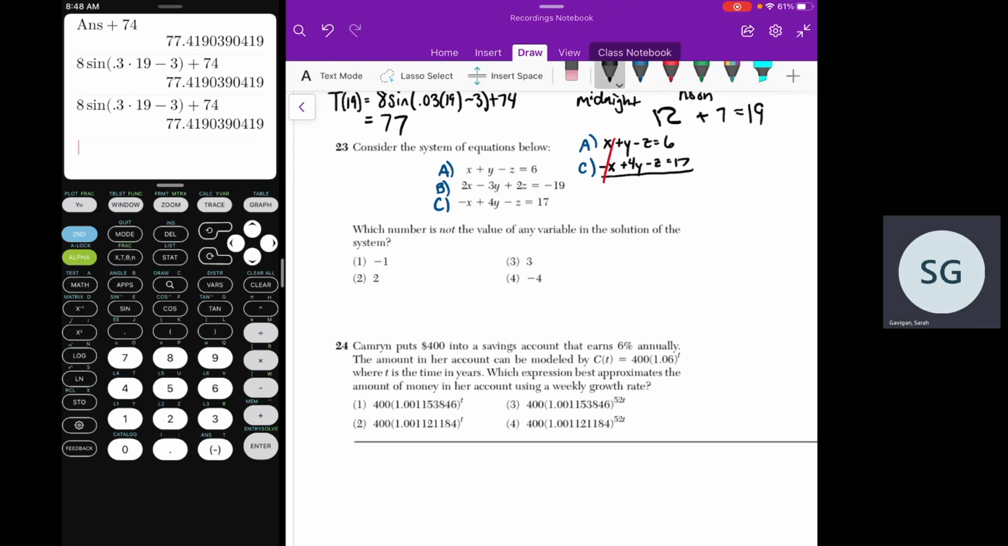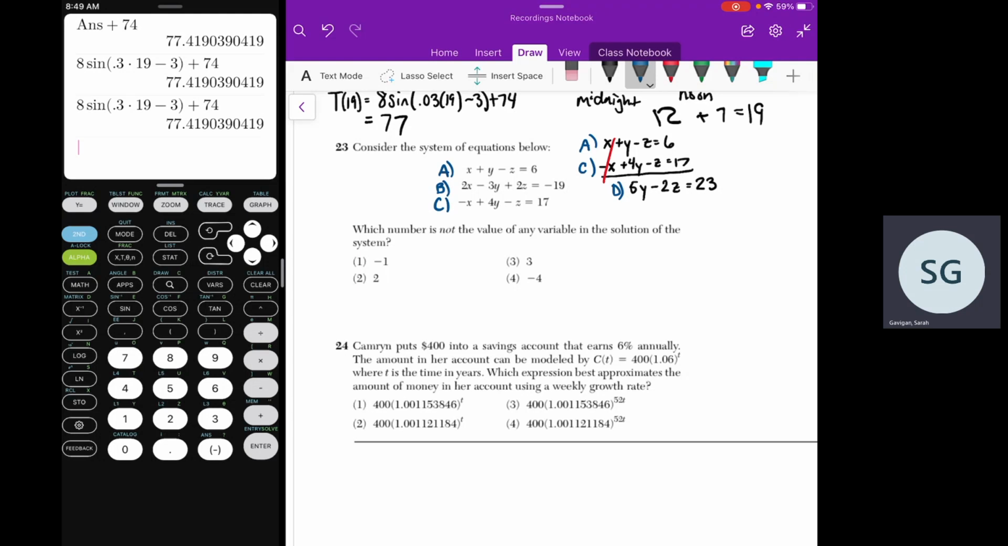Be careful because 1y and 4y is 5y. Negative z minus z is negative 2z. And 6 plus 17 is going to get you 23. Okay, that's my equation, D.